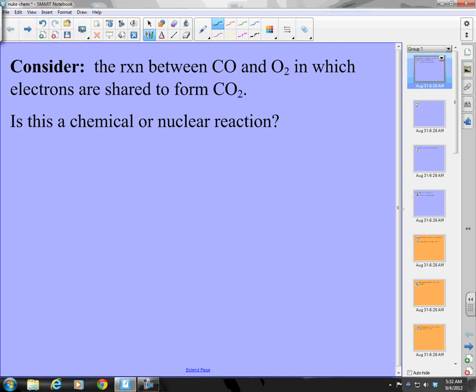Okay, ladies and gentlemen, let us continue with our discussion of the atom. We have already talked about the basics of the atom, and now I'd like us to talk a little bit about something called nuclear chemistry. So, to begin that, let us consider this.